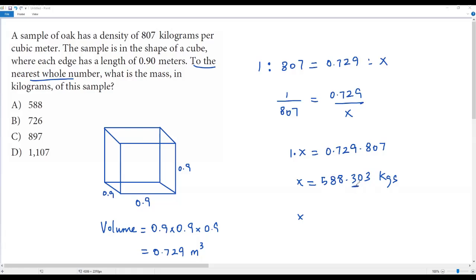If it is 5 or greater than 5, I add 1 to the digit at the ones place and ignore the remaining digits. But here, the digit at the tenths place is less than 5; it's 3. So we can simply ignore all these digits, and it is rounded to the whole number 588 kilograms. So the mass of the sample in the shape of a cube is 588 kilograms. We find 588 in option A, so the correct answer choice for this question is option A.